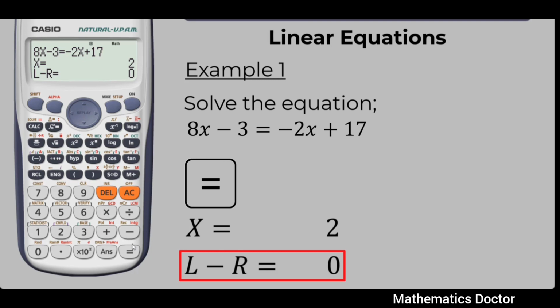This is just trying to tell us the left-hand side minus the right-hand side shows 0. That means there's no error in what you did. So what you did is perfectly correct. So then the final answer is 2. So x is 2 in the equation given in the question.